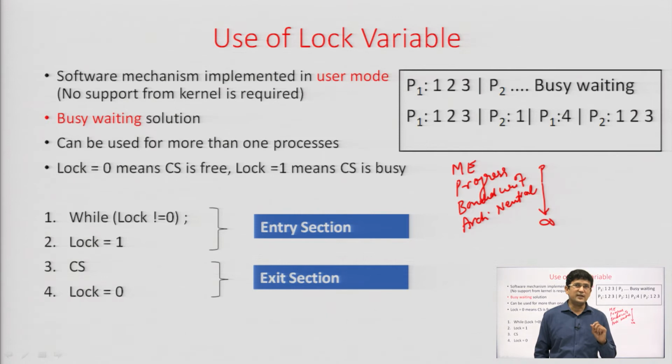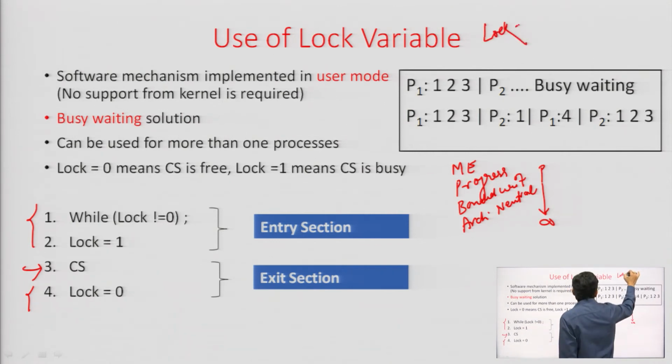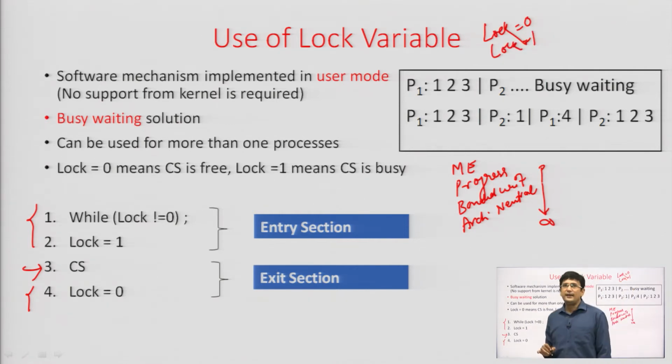So, first let us check that whenever a process has to enter the critical section, it has to use a lock variable. So, there is a lock variable, this is the solution. Statement number 3 here is the critical section, CS means the critical section. And then statement number 1 and 2 are the entry section statements and statement number 4 is the exit section statement. So, what is the entry section statement saying? First understand what the value of lock is. So, the meaning of lock equals to 0 and lock equals to 1. There are only two values the lock can take.